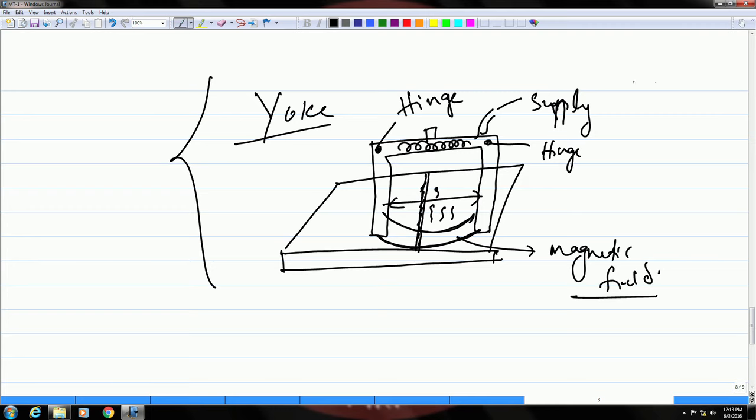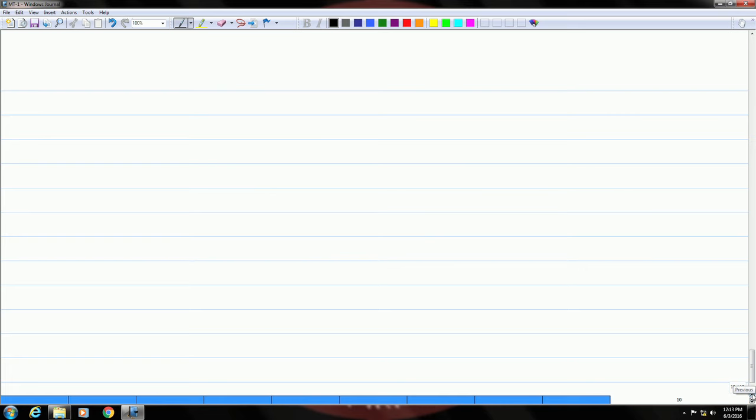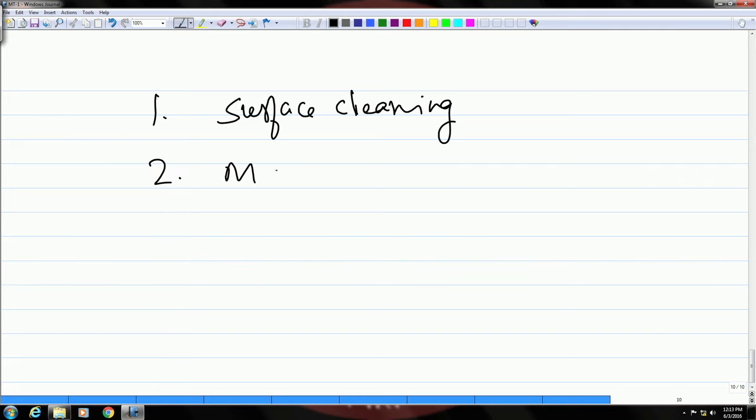So, these are the different methods of magnetizing the part. Let us continue on that in this lecture. First thing that you do, you clean the surface of all dirt, oil, grease and so on, and then you magnetize the part by using one of these methods depending on your requirement and the suitability.